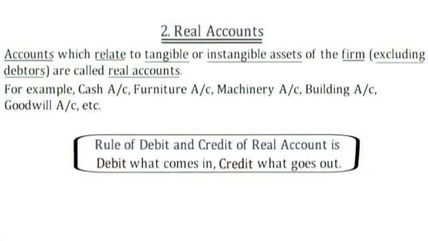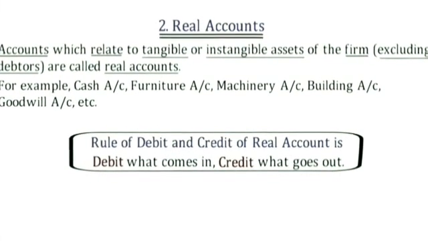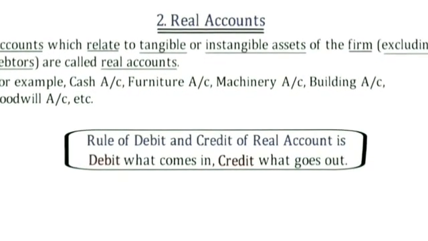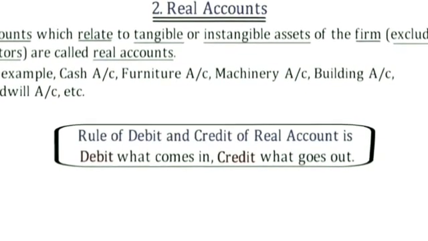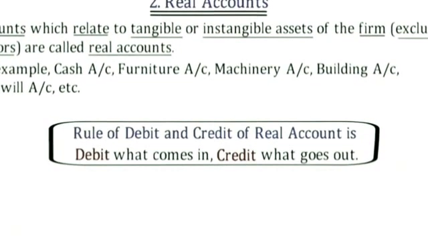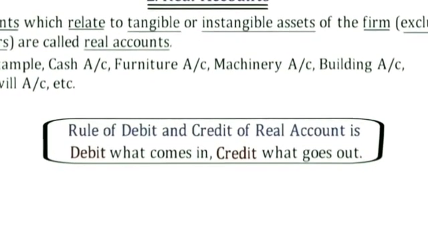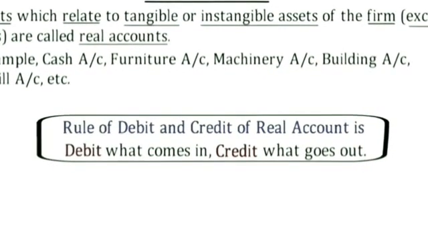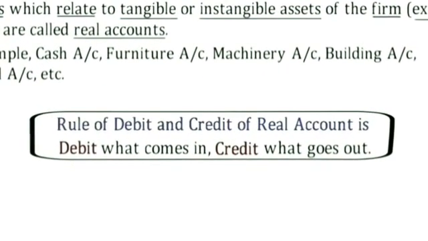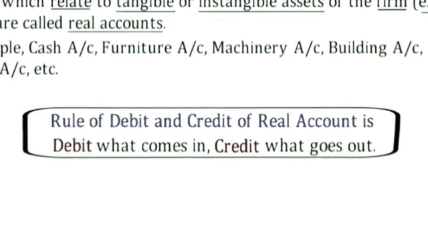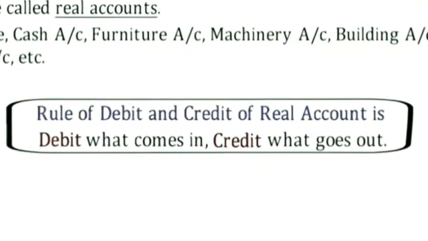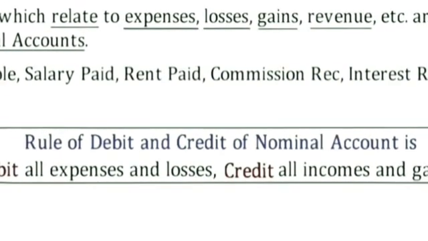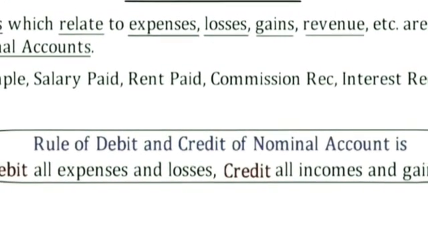The next account to discuss is real accounts. They have physical existence, they are seen, they are felt, they are touched, and with some exception, they can be intangible also, but definitely have an effect on the business organization. The rule of the real account is debit what comes in and credit what goes out. That means whatever is increased in the business organization will be debited, whatever is reduced from the business organization will be credited. The third and last type of account is the nominal account.